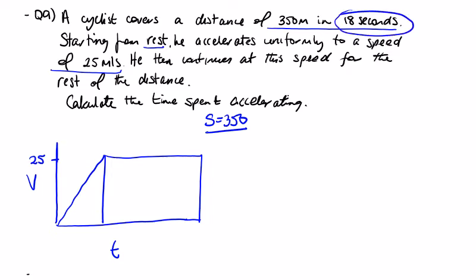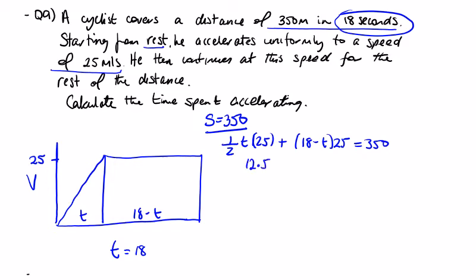So I have my time, 18. So I have t and 18 minus t, and I have the distance again. So I've got half t by 25 plus 18 minus t by 25 is equal to 350. 12.5t, 18 25s, plus 450 minus 25t equals 350. So that's going to give me 12.5t being 100. So t would have to be 8, as 12.5 times 8 is 100.